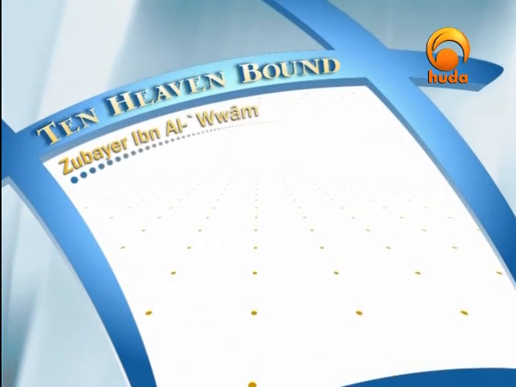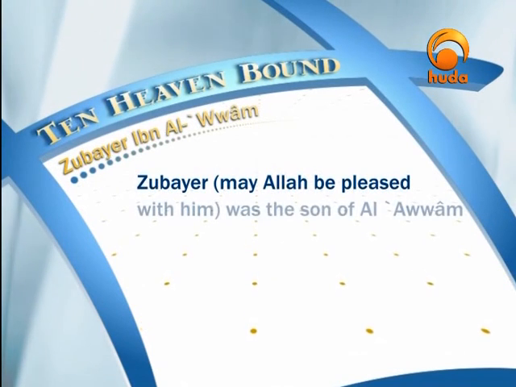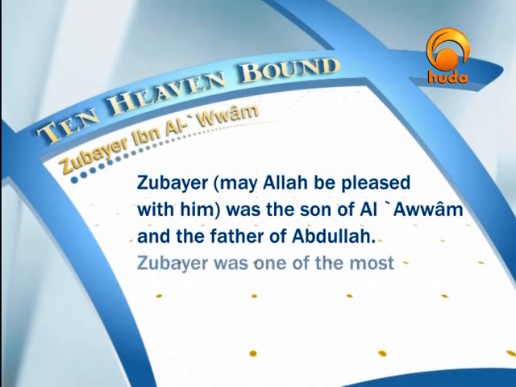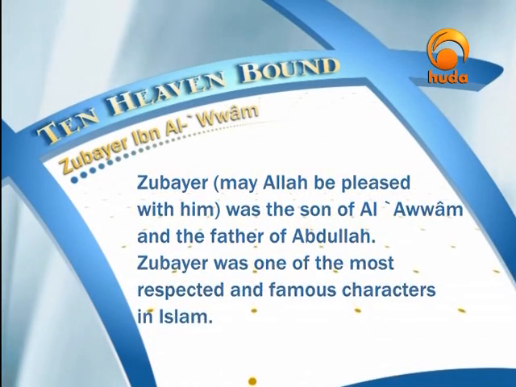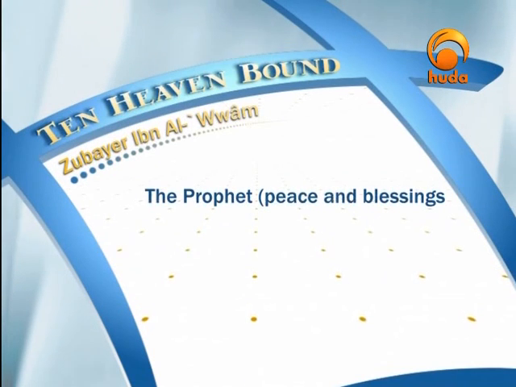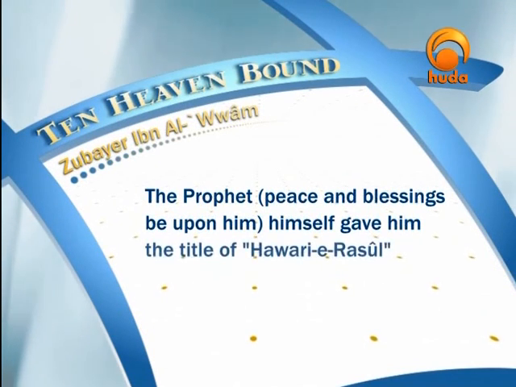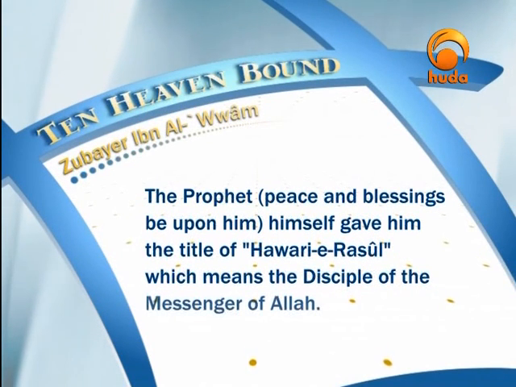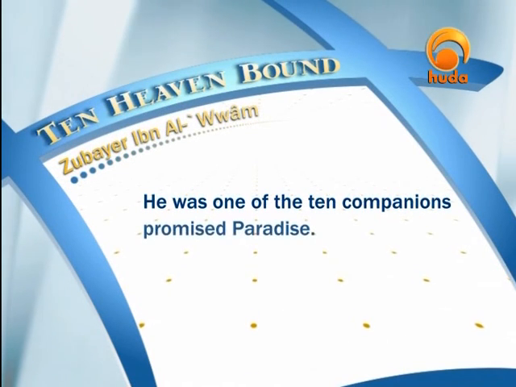Zubair ibn al-Awwam. Zubair, may Allah be pleased with him, was the son of al-Awwam and the father of Abdullah. Zubair was one of the most respected and famous characters in Islam. The Prophet, peace and blessings be upon him, himself gave him the title of Hawariyu Rasul, which means the disciple of the Messenger of Allah. He was one of the 10 companions promised paradise.